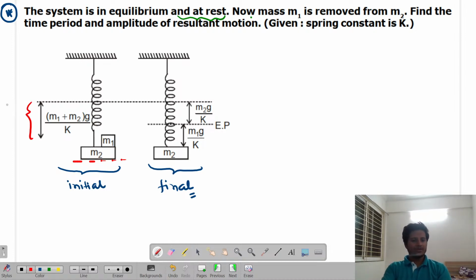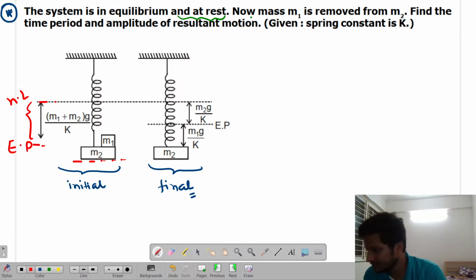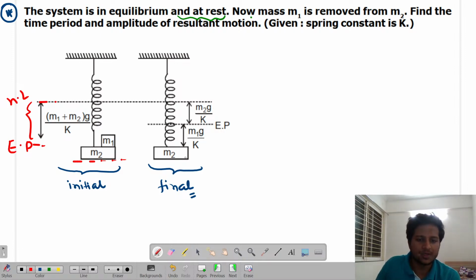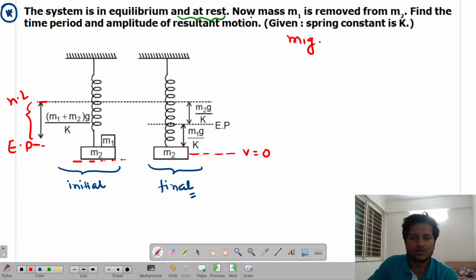It is the gap between the natural length and the equilibrium point. Got it? Yes. Now what happened? You removed this mass. So from this point where the velocity was zero, suddenly a mass is removed. How much mass is removed? M1g is removed. So whatever the equilibrium point was over here, this equilibrium point must get shifted or not?